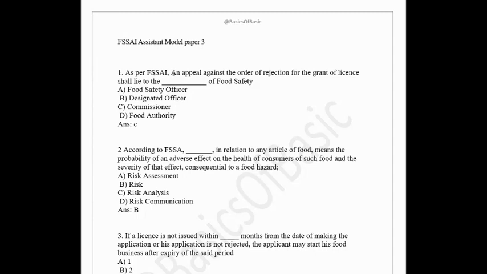So as per FSSAI, an appeal against the order of rejection for the grant of license shall lie to the commissioner. Okay, this is with respect to appeal.